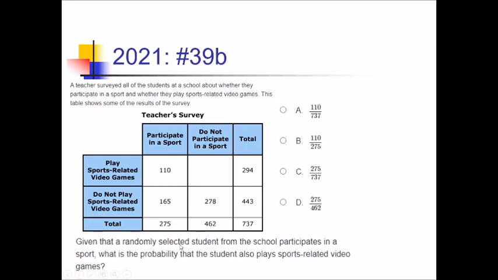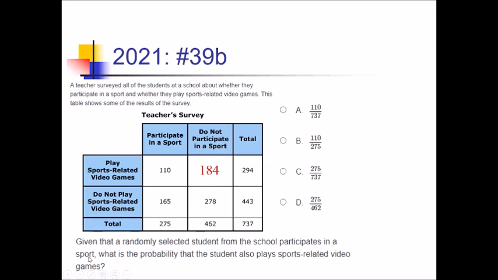For this next problem part, we want to know, given that a randomly selected student from the school participates in a sport, what's the probability that student also plays sports-related video games? Not sure if I need it, but I'm going to write the 184 into my table. I may or may not actually need it, but it just feels weird not having it in there. So here's the key wording: given that a randomly selected student participates in a sport.